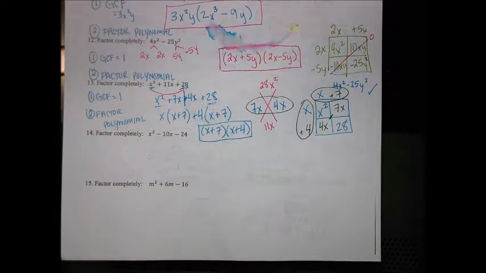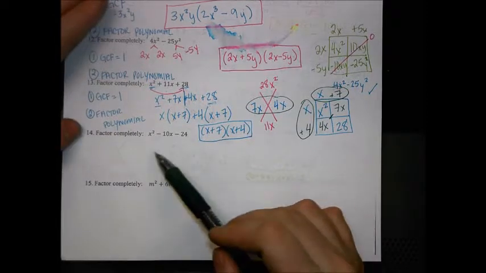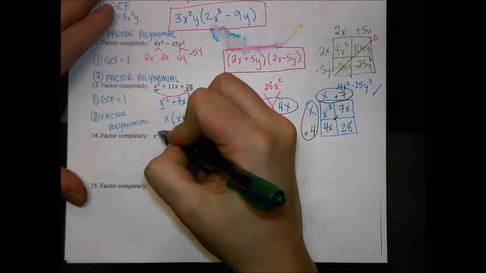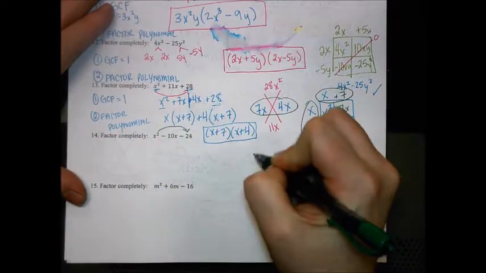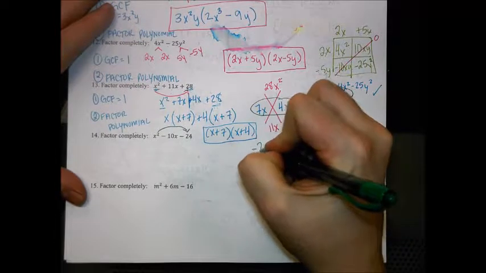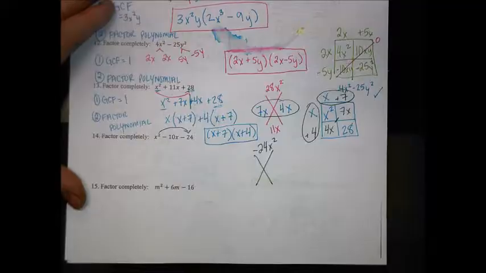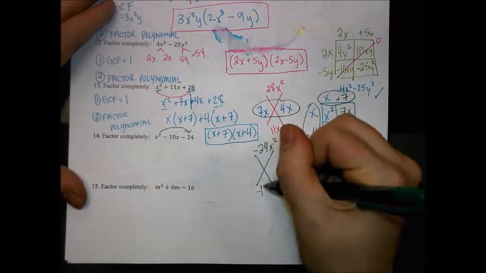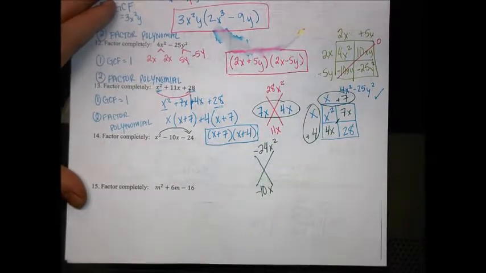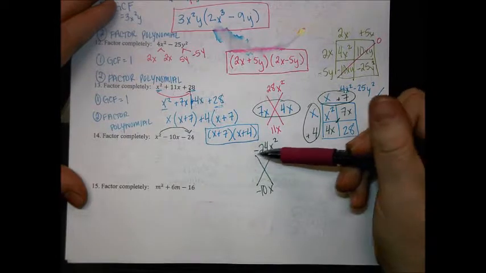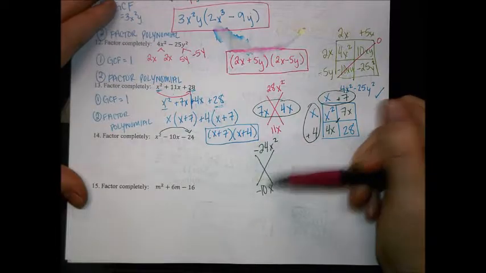All right, number 14, same thing, multiply first times last. I get negative 24x squared. My negative 10x goes down here, and I want to know which two terms multiply to give me negative 24 and add to negative 10.